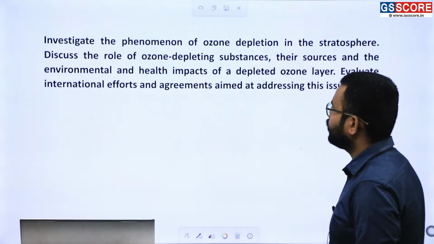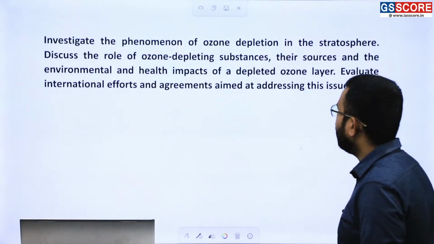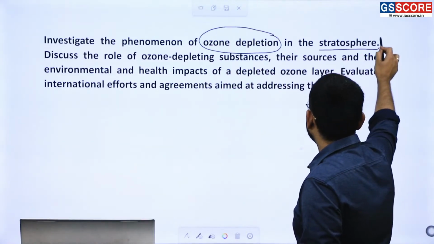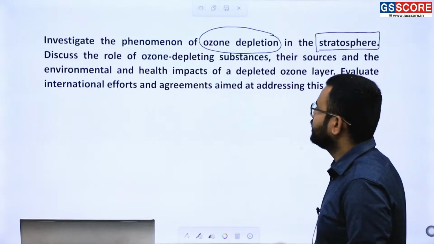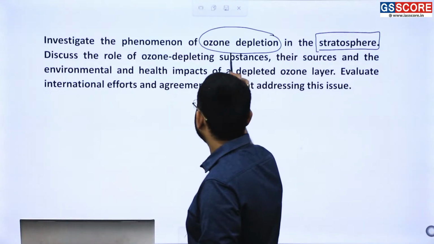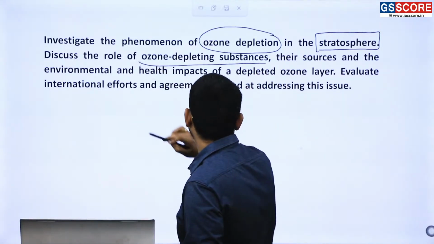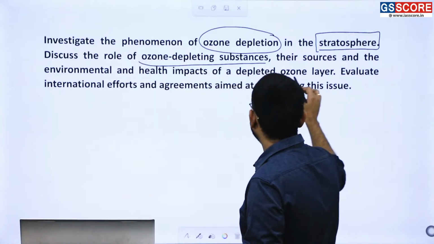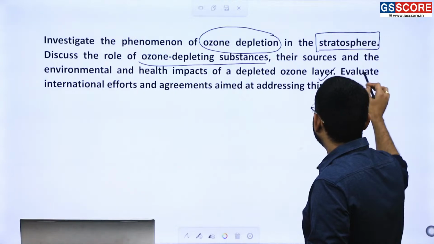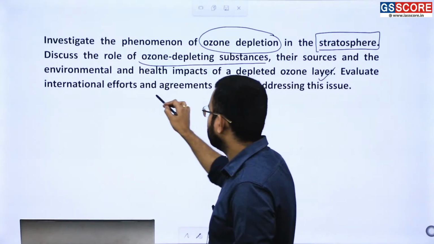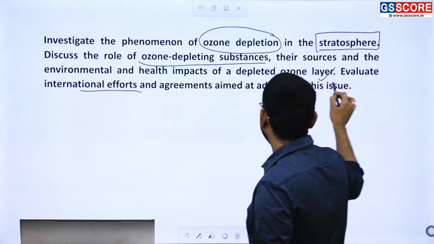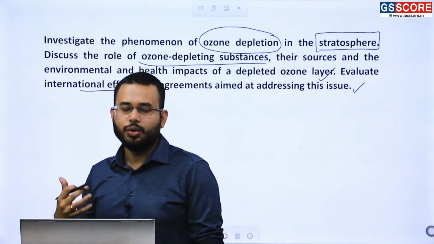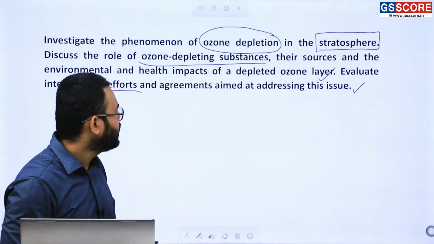So the question is: investigate the phenomena of ozone depletion in the stratosphere. Second, discuss the role of ozone depleting substances, their sources, and the environmental and health impacts of the depleted ozone layer. Evaluate international efforts and agreements aimed at addressing this issue. So they are focusing on ozone depletion in the stratosphere.